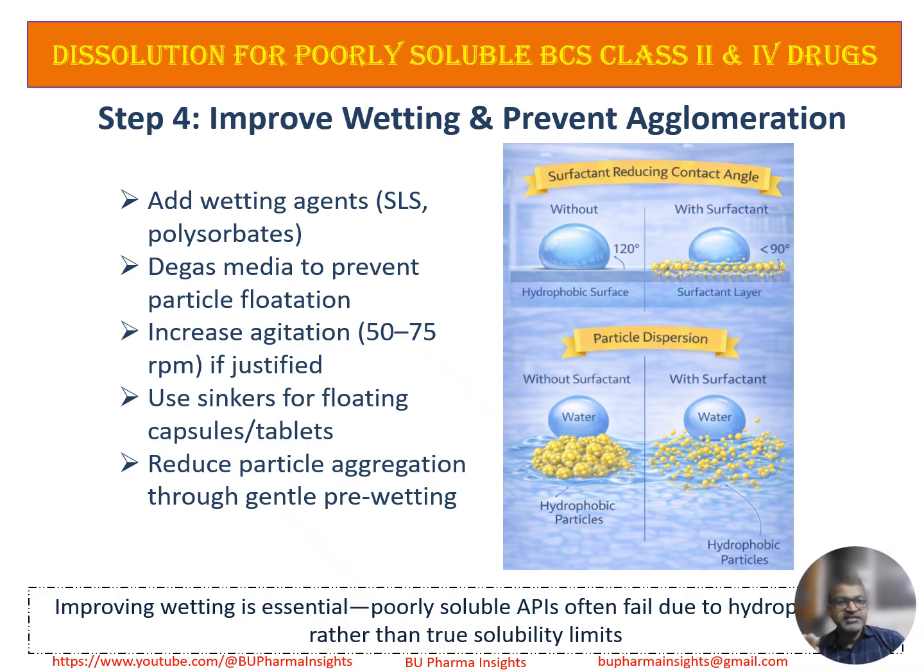Surface active agents reduce interfacial tension, improving wetting, but overuse creates non-discriminatory methods. So add only minimal wetting agents like SLS or polysorbates. Always degas media to prevent particle floating if justified. Increase agitation to 50 to 75 rpm. Use sinkers for floating capsules or tablets and reduce aggregation with gentle pre-wetting. Balance is key for meaningful dissolution testing.